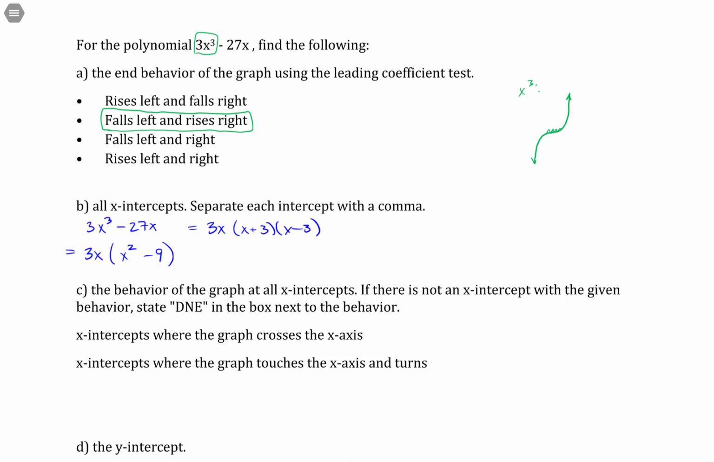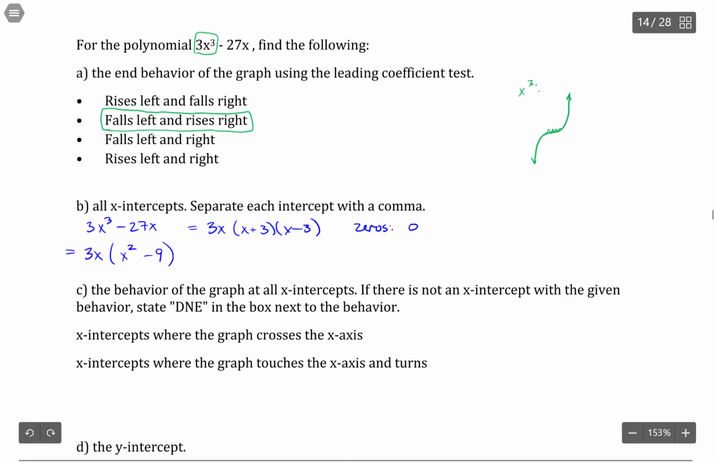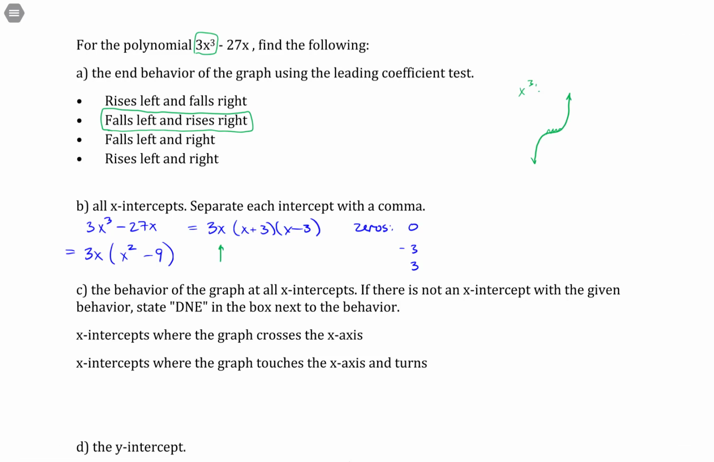So the zeros that I have are 0 itself, because I get one from the first term of x, and then I have a 0 of negative 3 and a 0 of positive 3. And additionally, I could say that all of these are multiplicity 1, because each of these zeros occurs only one time. And I know that because there's no squared values here.